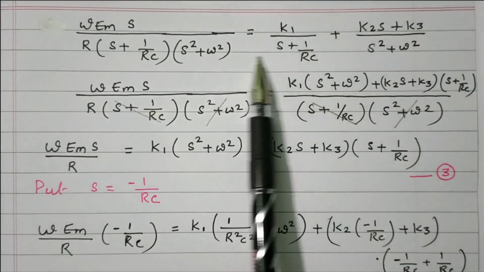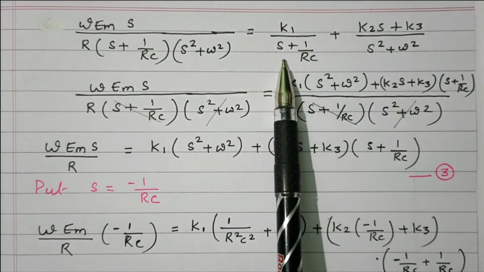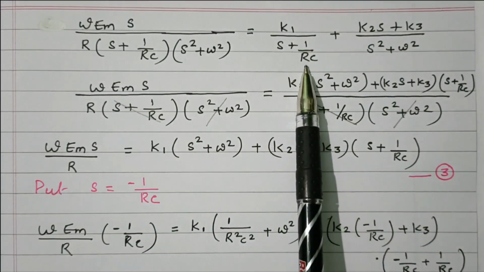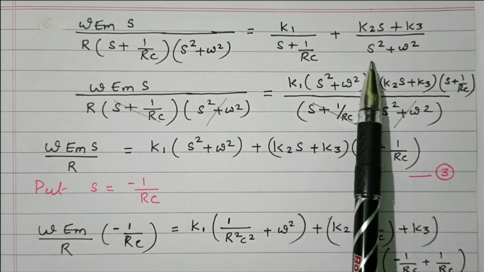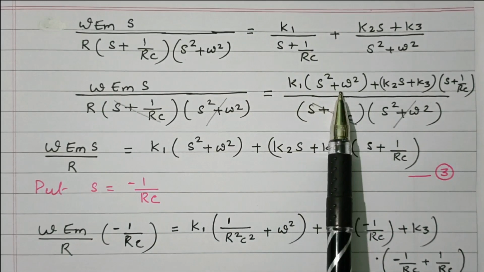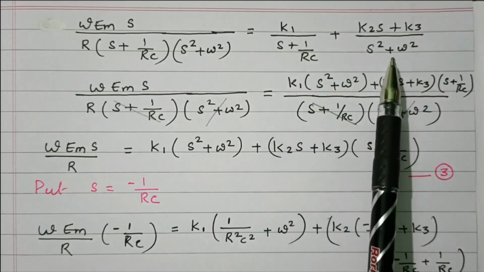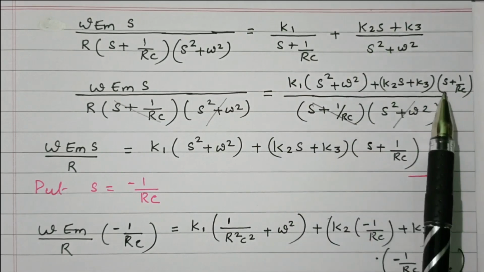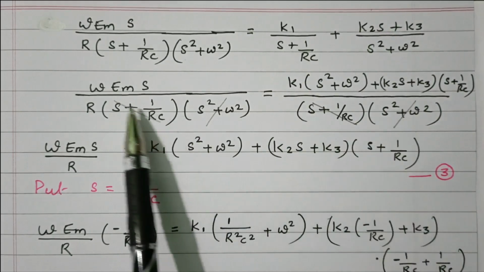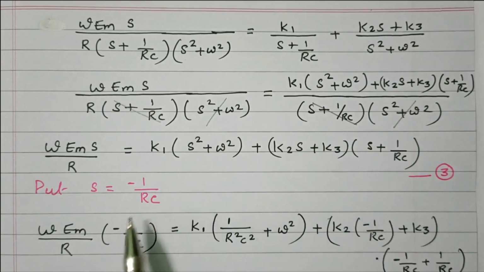So this is the equation available. We split it into 2 terms. Now we'll take the LCM of this term and these 2 terms commonly. Here s plus 1 by RC is available, but this term is not available, so it is multiplied: k1 into s square plus omega square plus k2 s plus k3. This term is not available here, so it is multiplied by s plus 1 by RC. These 2 terms on both the sides get cancelled: s plus 1 by RC and s square plus omega square.